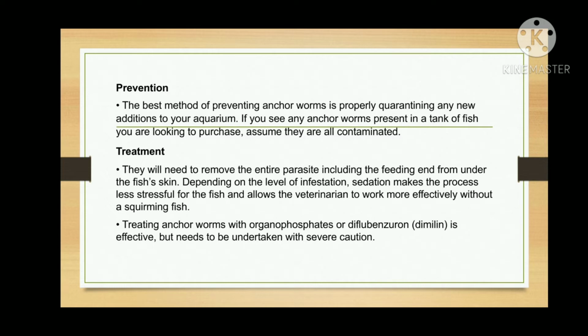If you see any anchorworms present in a tank of fish you are looking to purchase, assume they are all contaminated. Treatment: they will need to remove the entire parasite, including the feeding end, from under the fish skin. Depending on the level of infestation, sedation makes the process less stressful for the fish and allows the veterinarian to work more effectively without squirming fish. Treating anchorworms with organophosphates or diflubenzuron or Dimilin is effective, but needs to be undertaken with severe caution.